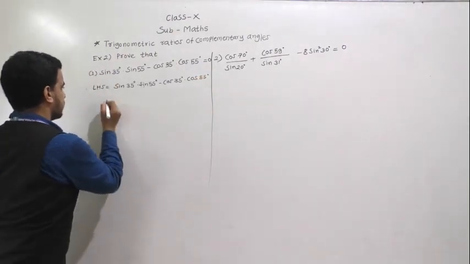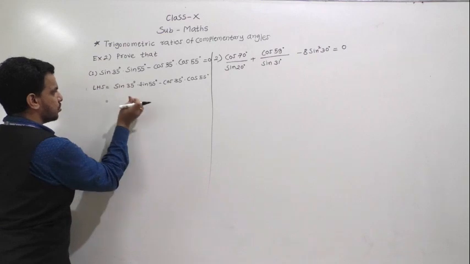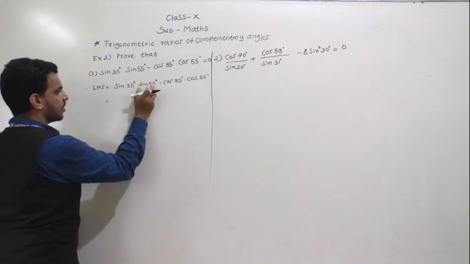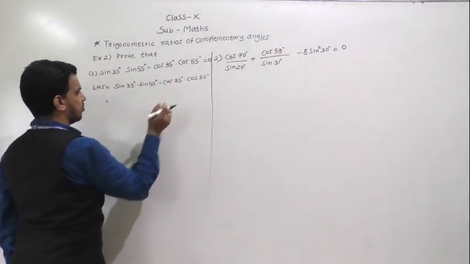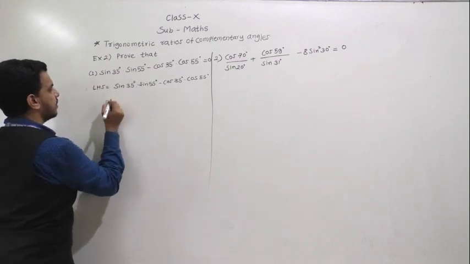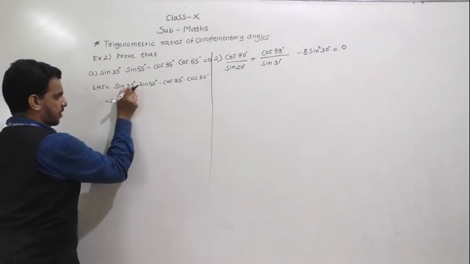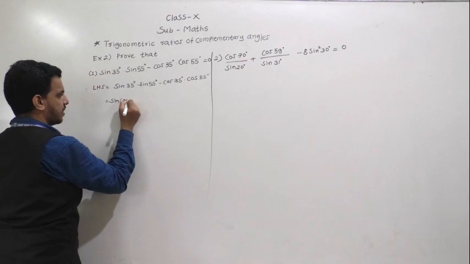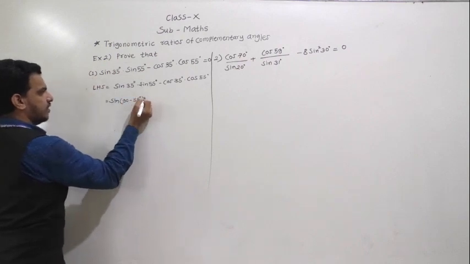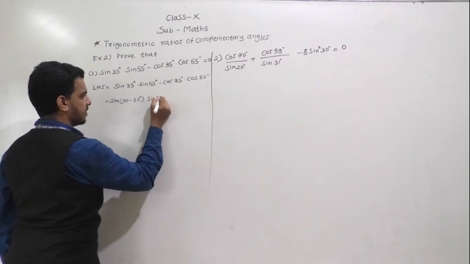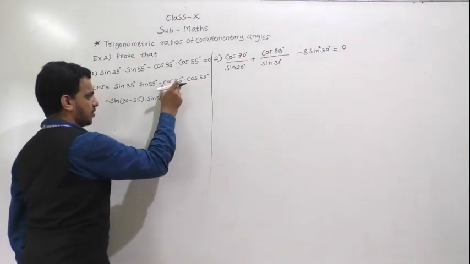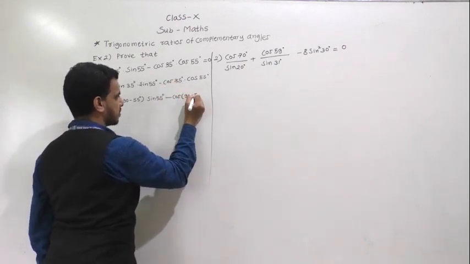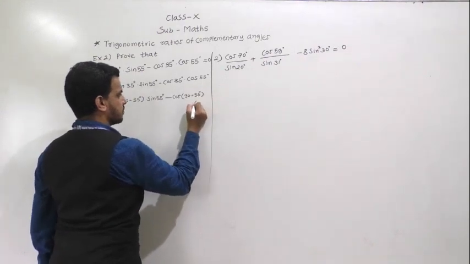In this example, we have to change so that we have sine 55 degree in both places. So we can change either sine 35 degree or sine 55 degree. Here I am changing sine 35 degree. So this sine 35 we can write as sine of 90 minus 55 degree into sine 55 degree as it is, minus cos 35 degree, which I am changing to cos of 90 minus 55 degree, and cos 55 degree as it is.